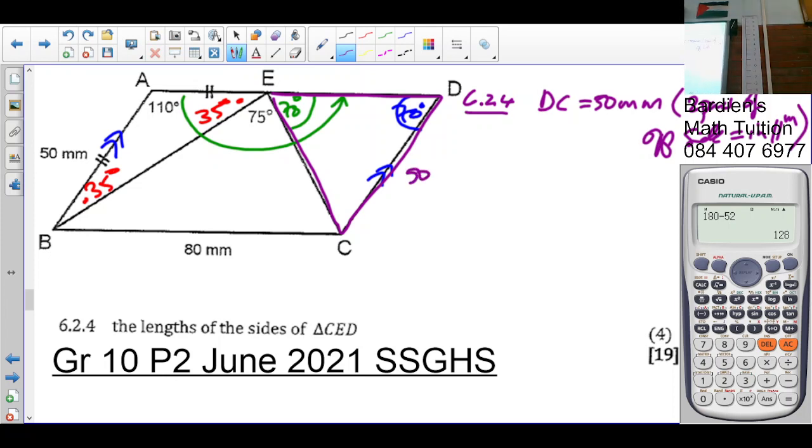What else do we know here? The length of EC. Yes, EC is going to be also 50. Why? Sides opposite equal angles. So CE is also 50. Sides opposite equal angles. This is the converse or the reverse of angles opposite equal sides. One more.